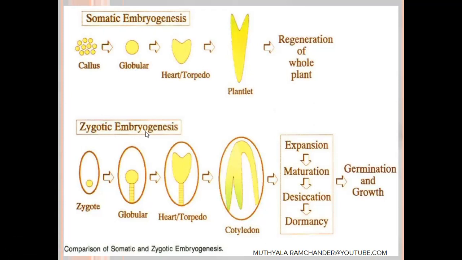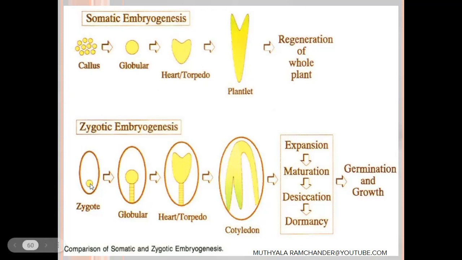But now we take zygotic embryogenesis. Zygotic means zygote. The fertilization, true fertilization or syngamy, is the fusion of male gamete and egg cell to form the zygote. By syngamy, or by fertilization, a diploid zygote is formed in the ovule. After fertilization, the ovule converts into seed.